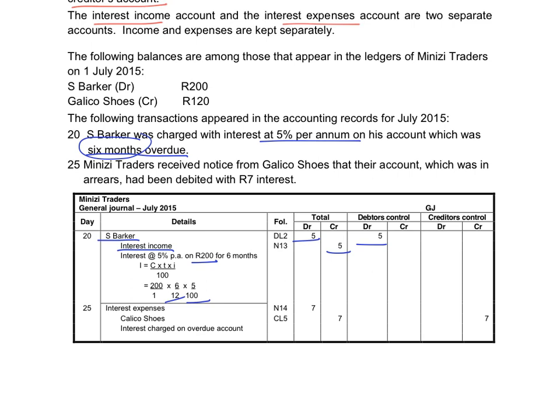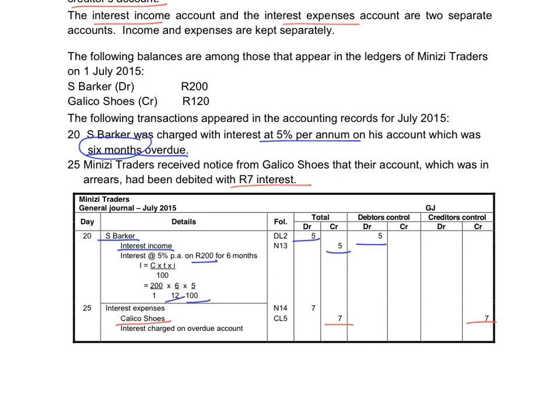Mzini received a notice from Gallagher Shoes that their account was debited with 7 Rand. Now remember, that is in Gallagher Shoes' business that they will debit it, because from their point of view, we are a debtor to them. In our books, Gallagher Shoes is a creditor because we owe the money to them. Creditors increase on the credit side, so Gallagher Shoes will be credited in the creditor's ledger to increase the amount that we owe them, and the creditor's control account will also be credited.